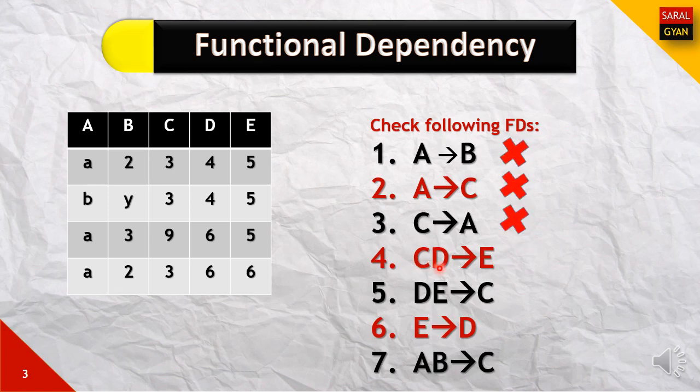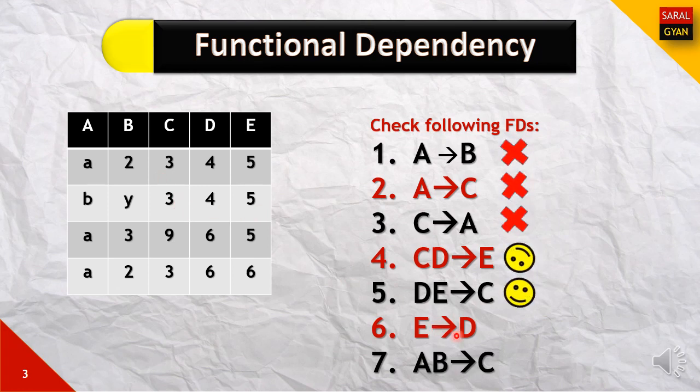Now the combination of attributes CD to E. CD is 3 4, 3 4, the two combinations are same, 3 4, 3 4. Now see the value of beta, so 3 4 5, 3 4 again 5, so I am getting the same value of beta for the same value of alpha. So this is holding good. D to C, DE: 4 5, 4 5, and we'll see the value C: 4 5 3, 4 5 3. This is also holding good.